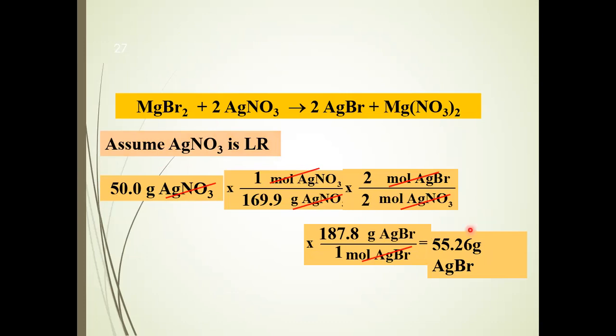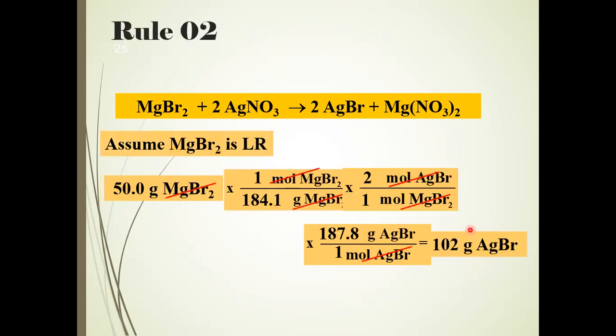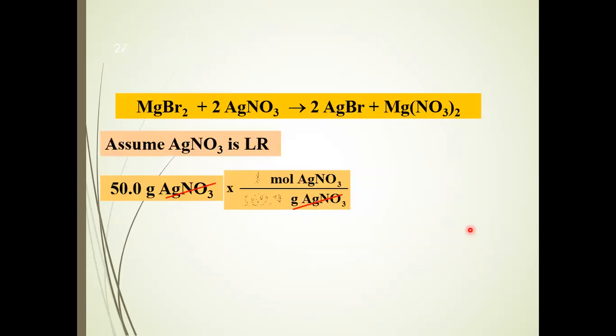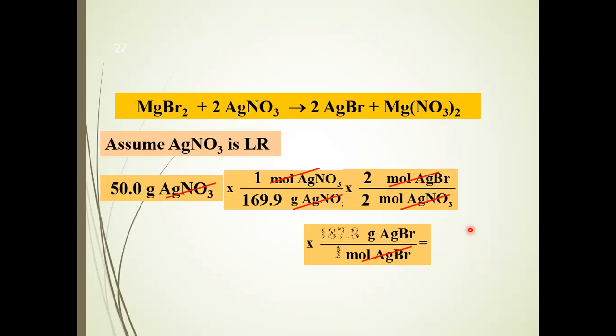So as we can check, in this case silver bromide has a mass of 55.26 gram, and in the previous case it has 102 gram of silver bromide. As I have told you in some basic rules and tricks, the reactant which is producing the least mass of the product is your limiting reactant. Magnesium bromide is producing double the mass of the product. So our guess, which we made earlier, that silver nitrate is our limiting reactant, is correct in this scenario. Okay, thank you.